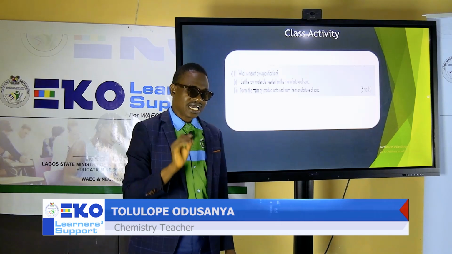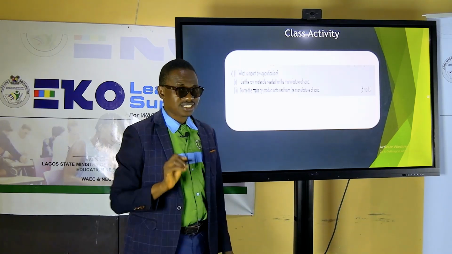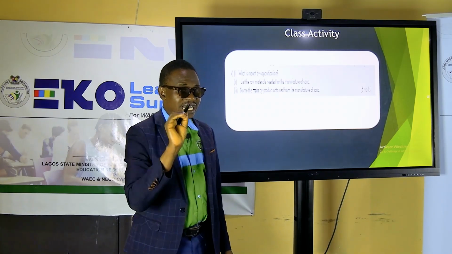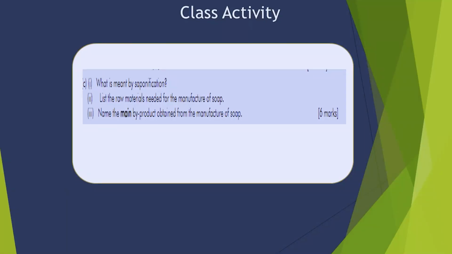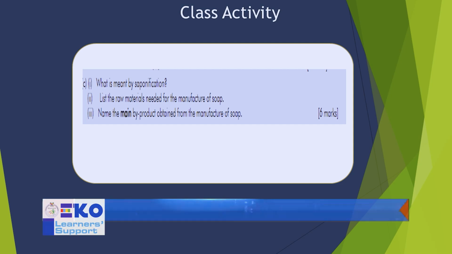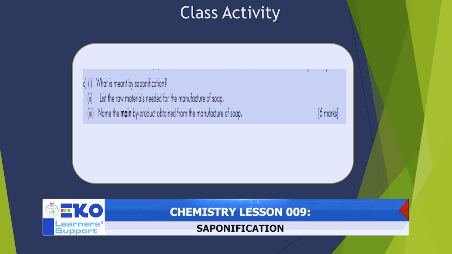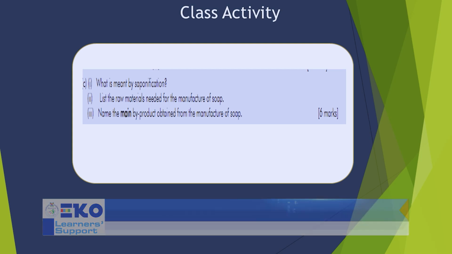Oh, good. I can hear you telling me saponification is the alkaline hydrolysis of oil in order to produce soap. Good. Alkaline hydrolysis is very important, of oils or fats in order to produce soap. Is it only soap? No. And glycerol, for you to have a full mark.